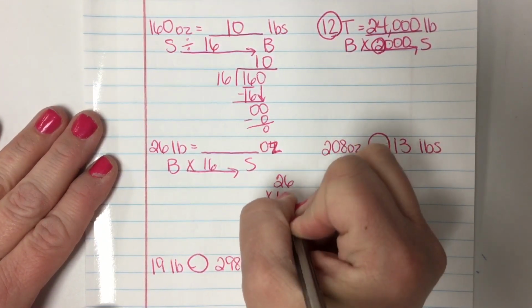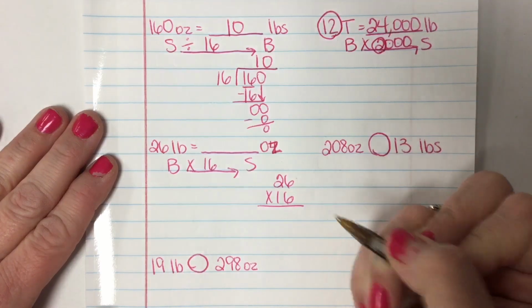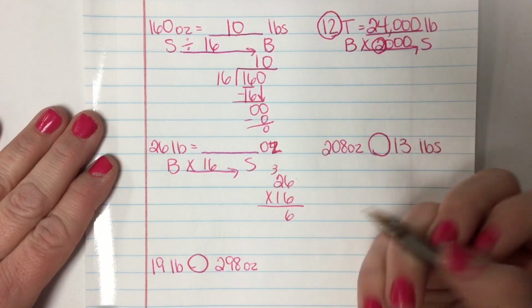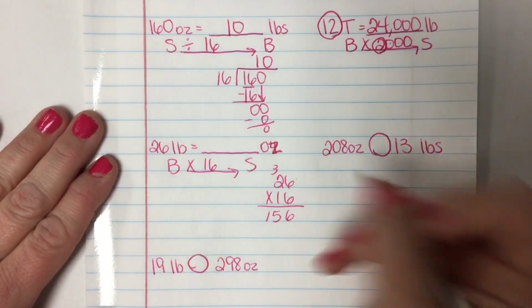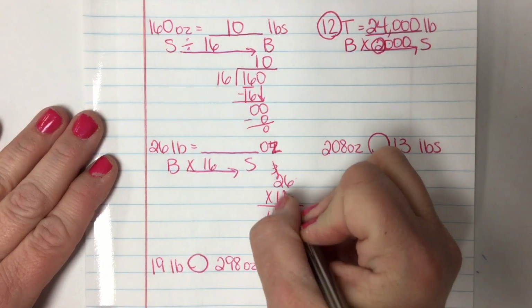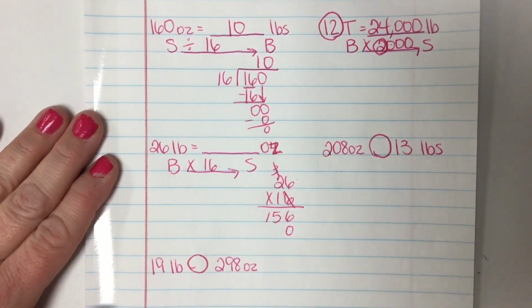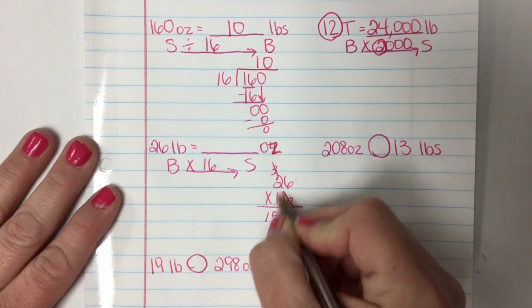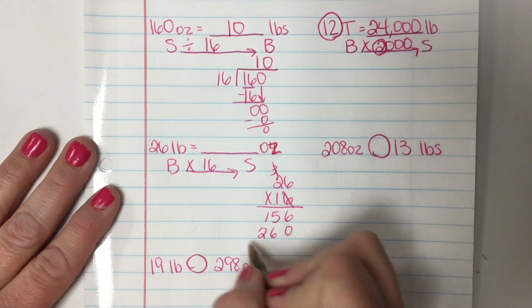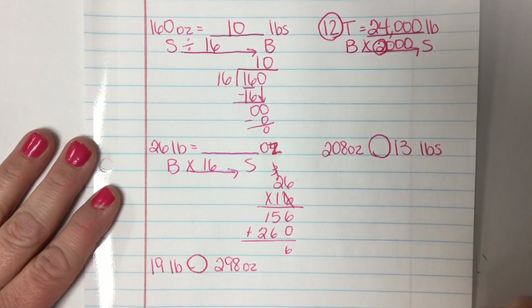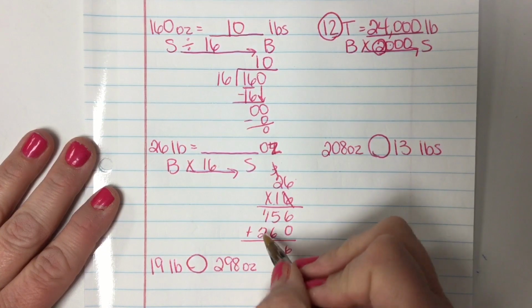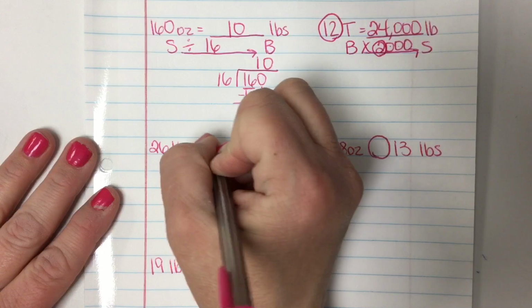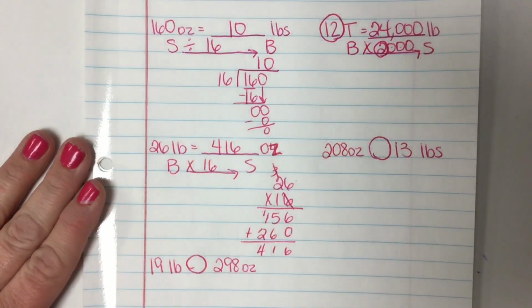26 times 16. 6 times 6, 36. 6 times 2 is 12. Plus 3 is 15. Tick, we're going to mark out what we carried. Tack, mark out the ones place. O, because we're now working from the tens place. 26 times 1. 1 times 6 is 6. 1 times 2 is 2. And now we add. 6. 6 plus 5 is 11. 2, 3, 4. 416. So 26 pounds is 416 ounces.